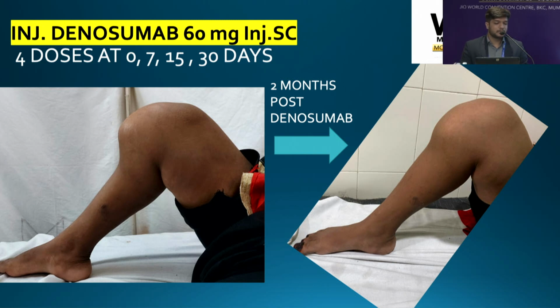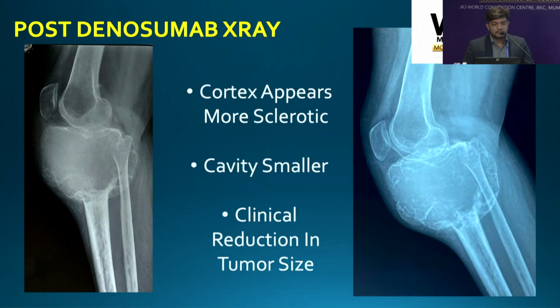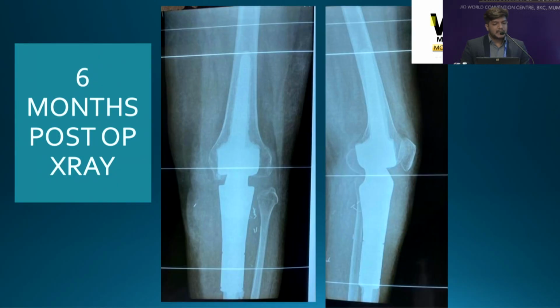4 doses were given over a period of 1 month, and this is the clinical picture post 2 months of denosumab, where we can see a drastic reduction in the clinical size of the tumor. And this is the X-ray post denosumab, where we can see that the cortex appears more sclerotic. Plus, there is a clinical reduction of the tumor size. Post denosumab, we again went ahead with the same management with a wide excision along with a tumor prosthesis.